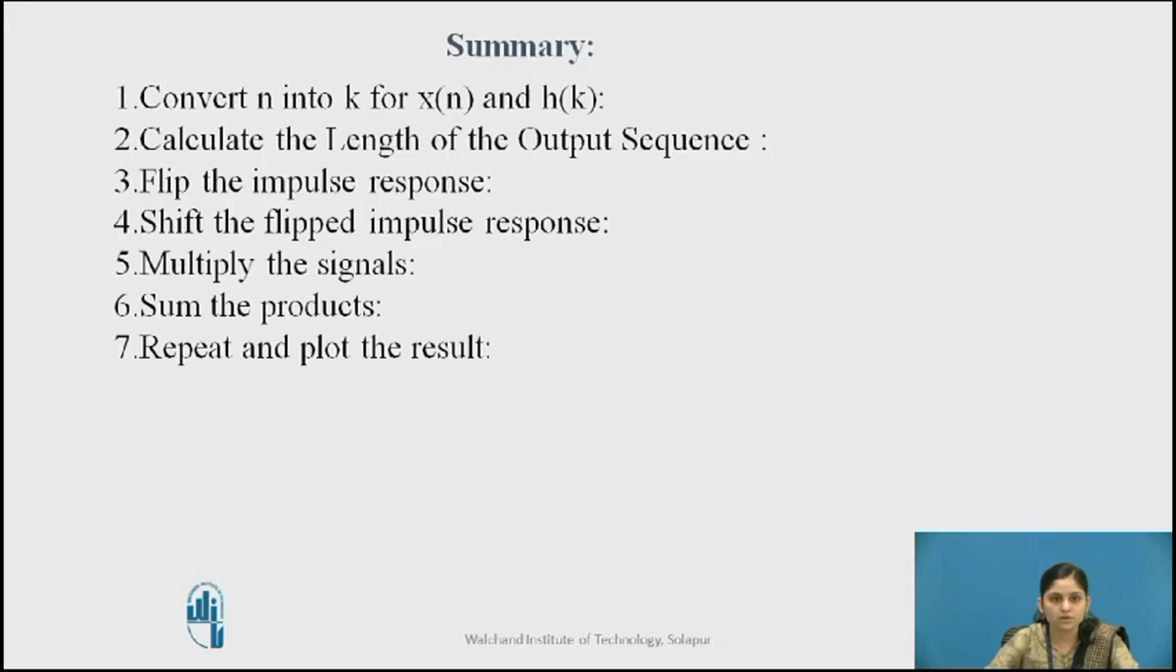Now this is the summary of all steps. First of all, we have to convert n into k for x of n and h of n. Then we have to calculate the length of the output sequence. Then we have to flip the impulse response. Then in step number 4 we have to shift the flipped impulse response. In step number 5 we have to multiply the signals, and in step number 6 we have to perform the sum of products using the convolution sum formula, and in step number 7 we have to repeat it for all the values of n, and at last we have to plot our resultant signal.